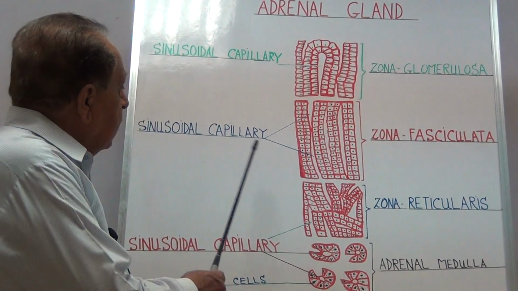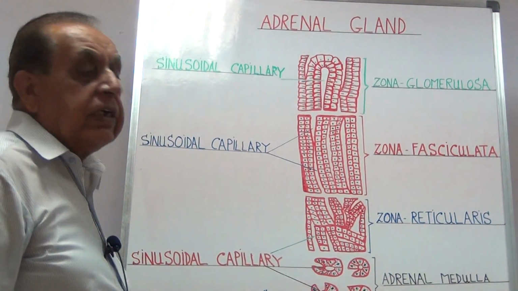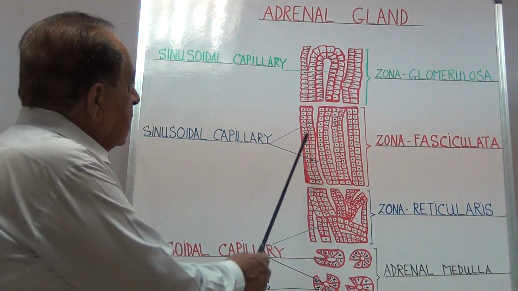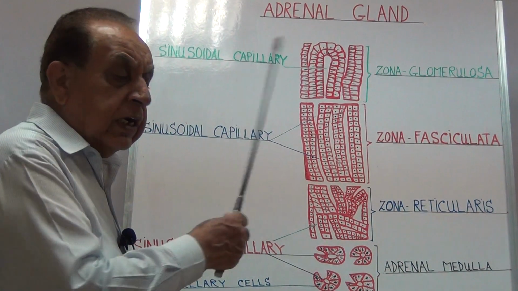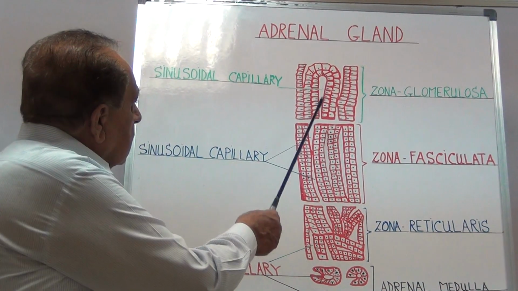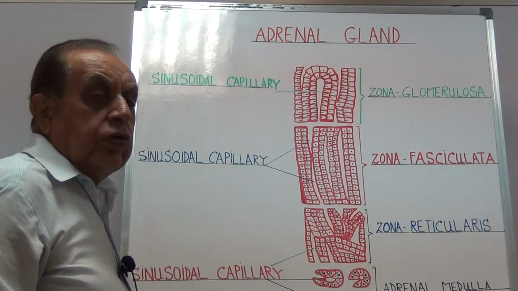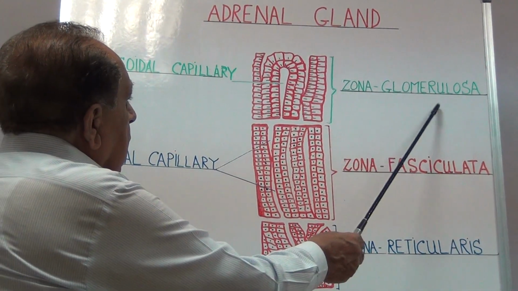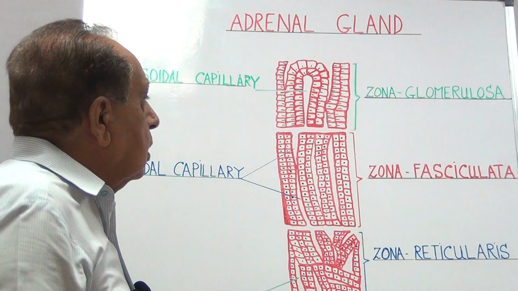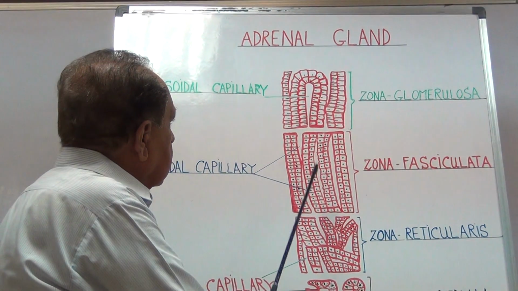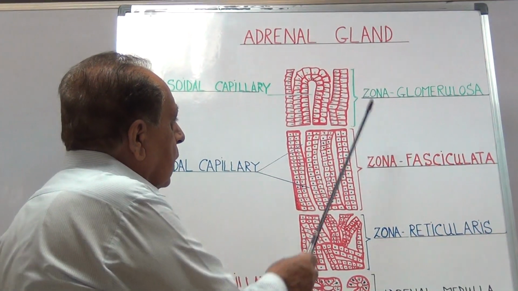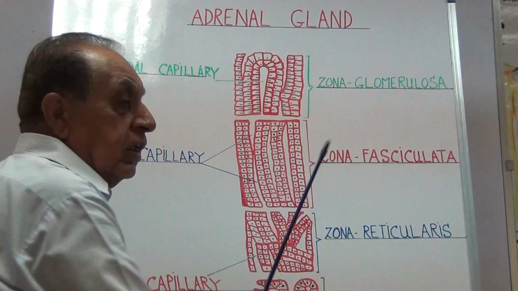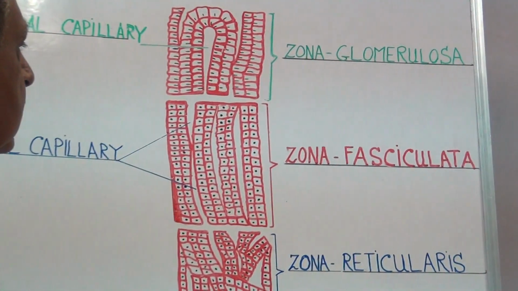Now, first of all, about the cortex of the adrenal gland. Due to the arrangement of these cells, the layers are divided into three zones. First of all, the zona glomerulosa. This one is the cortex. It contains three layers: zona glomerulosa, zona fasciculata, and zona reticularis. All these three layers are in the cortex of the adrenal gland.